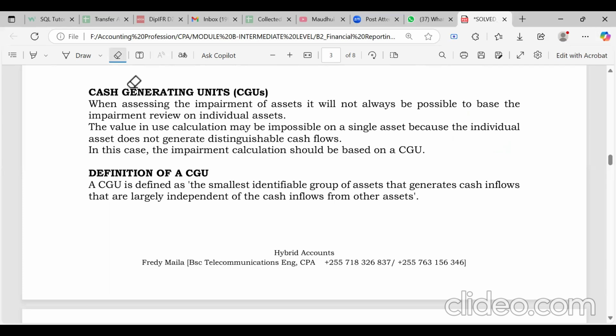Okay, so I hope you have got what we really intend here. When assessing the impairment of assets, it will not always be possible to base the impairment review on individual assets. It's difficult, of course. I have given you an example. So sometimes we usually base it on a cash generating unit.